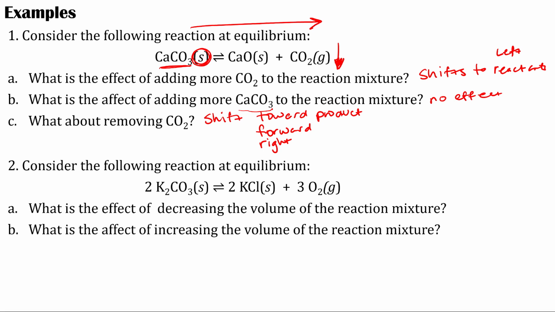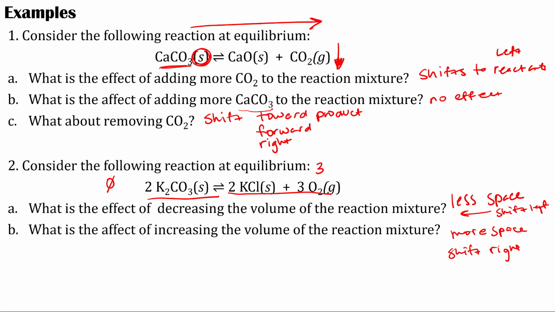Consider the following reaction at equilibrium. What is the effect of decreasing the volume of the reaction mixture? So we're giving it less space. And so if it has less space, then it's going to move to the side with fewer moles of gas. So I have 0 moles of gas on this side, and I have 3 moles of gas on this side. So if it has less space, it's going to shift to the left. And what is the effect of increasing the volume of the reaction mixture? So now it has more space, so this will shift to the right because it has 3 moles of gas on that side and 0 moles of gas on the reactant side.